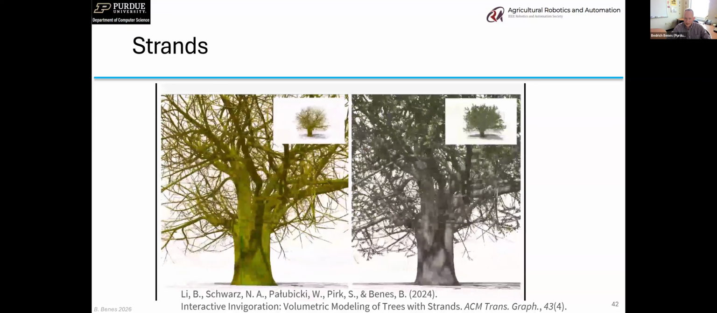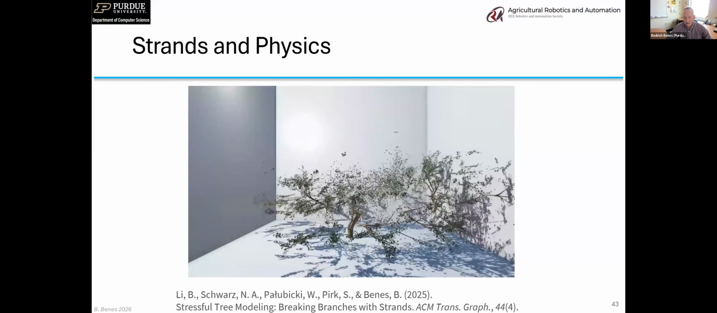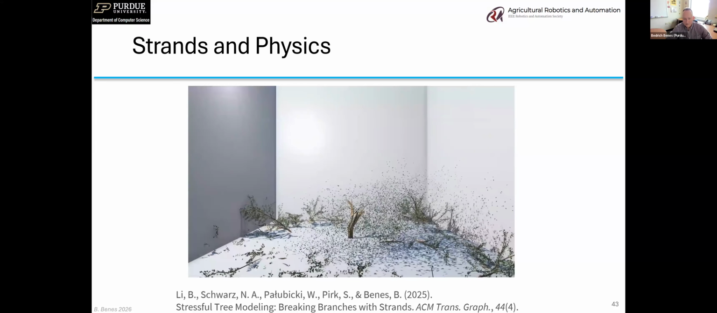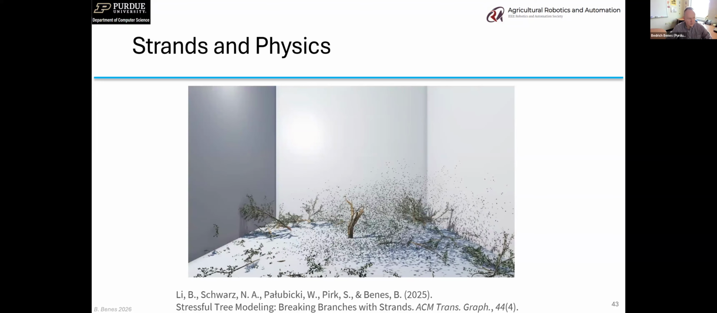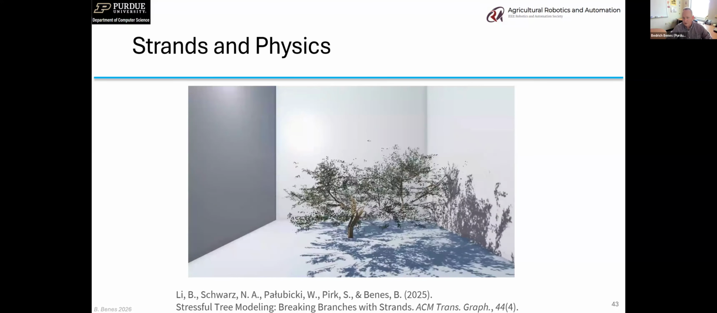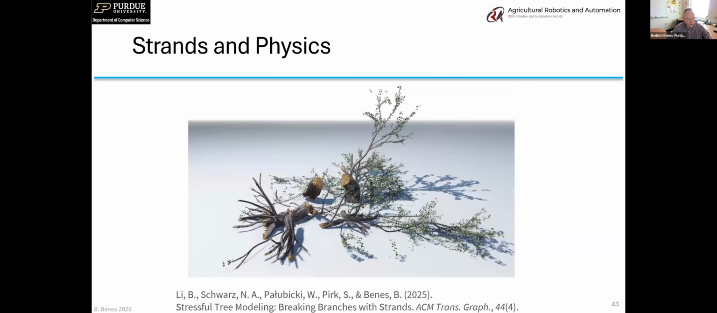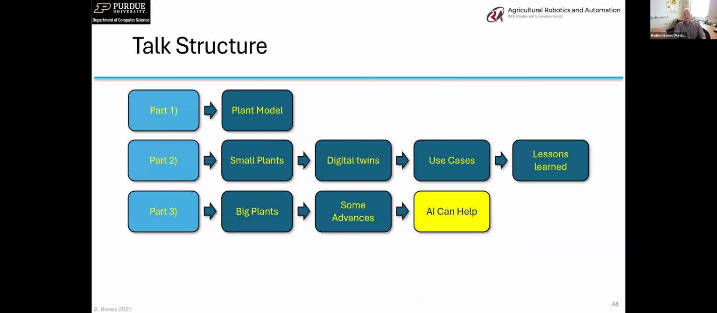And last year, we combined the strength model with physics, where you can actually take the trees and break them, and you have splinters flying around, and you can see beautifully cut three-dimensional structures in it. So following the previous part when I was talking about small plants, these are the developmental and environmental models for trees. Now, there were some advances. The question is how AI can help. I will talk about three approaches that we have introduced, where AI is helping to develop three-dimensional digital twins of trees.